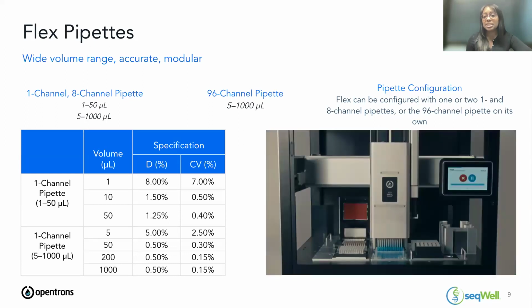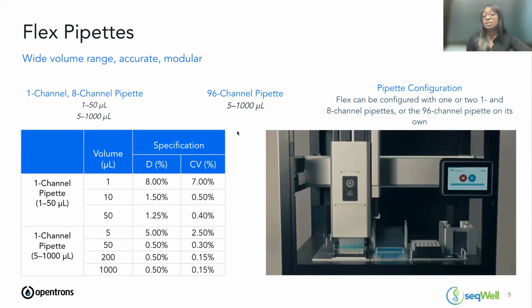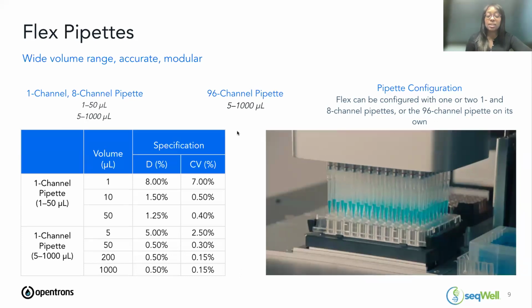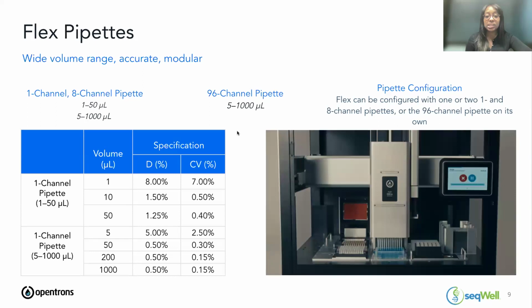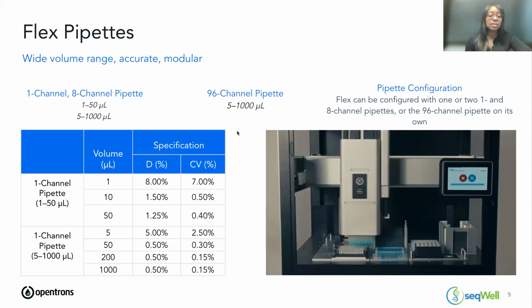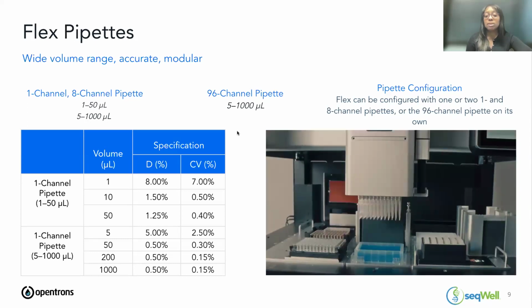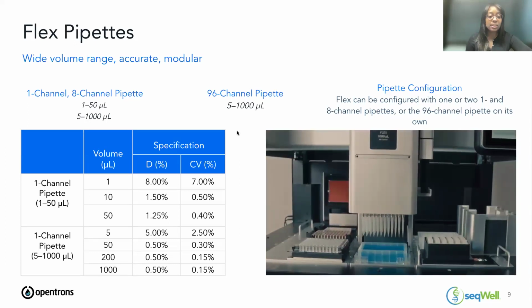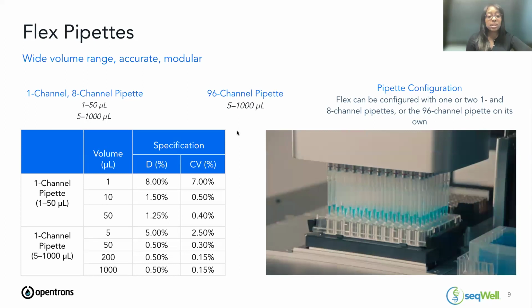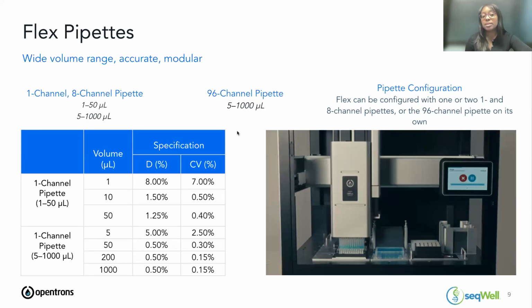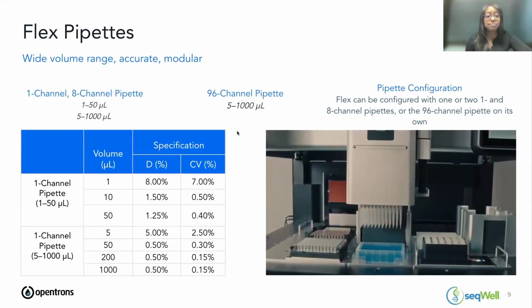Also, the 96 channel pipette can be attached in lieu of these two pipettes, so 5 to 1,000 microliters, which is another kind of broad range that has a lot of flexibility for various applications. So that can be modulated dependent on your preferred efficiency or protocol complexity. And so here we're just showing a bit of the specifications to really illustrate how compelling and competitive the efficiency of liquid handling can be on the Opentrons Flex.